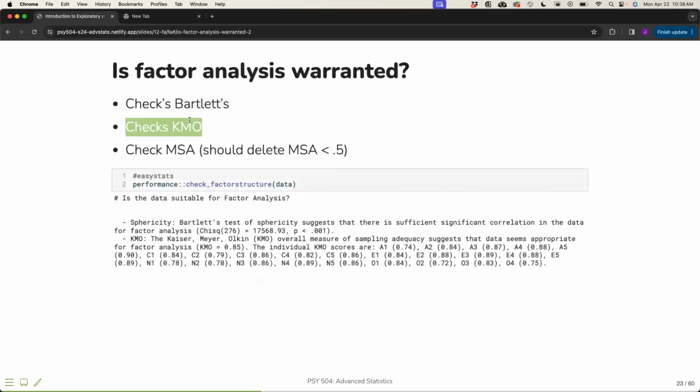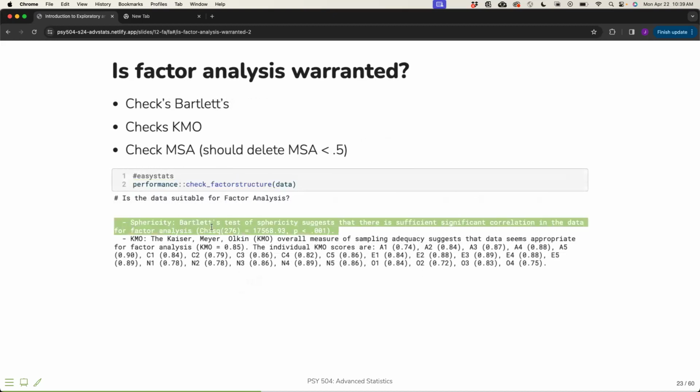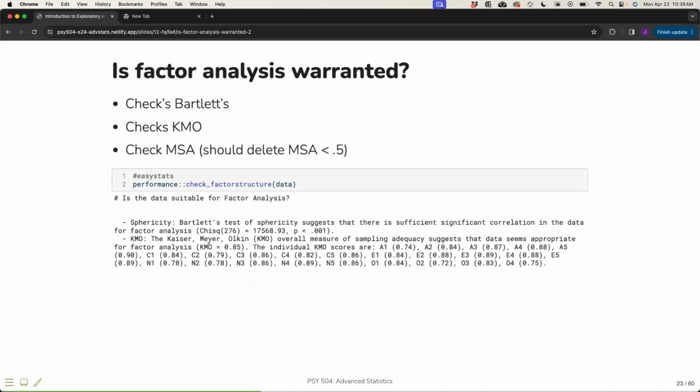So luckily, easystats has us covered because they have a function called check_factorstructure where we just throw in our data and it will output the Bartlett's test, it will output the KMO, and it will output this thing called sampling adequacy. So when we put in our data set, it'll return the Bartlett's test and we see that it is statistically significant, so that's good. We get our KMO test and the KMO is 0.85. So that's also good, right? We want our KMO to be greater than 0.6, 0.7, so that's awesome.